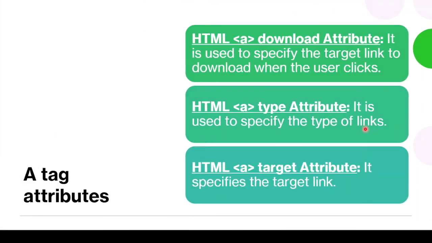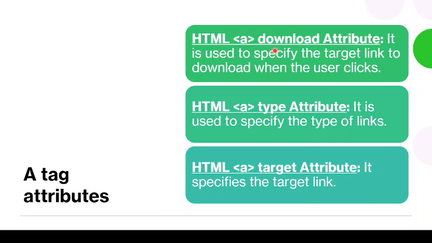Now let's discuss the attributes of the A tag. Okay, the first attribute is download. If we specify the download attribute, then it is downloaded while you are using your web page on a server. If you host locally, for this I will show you how you can host your web page on a local server.